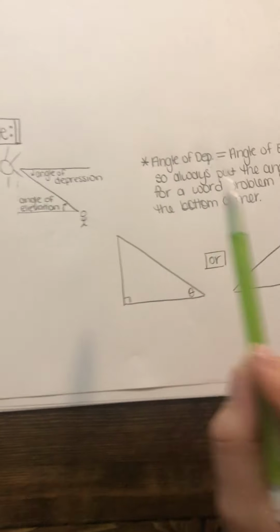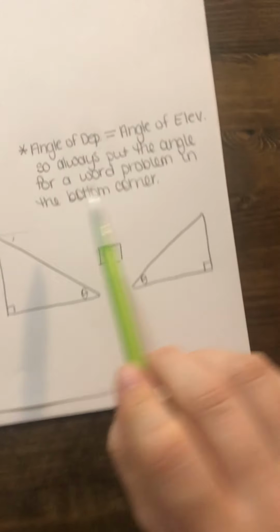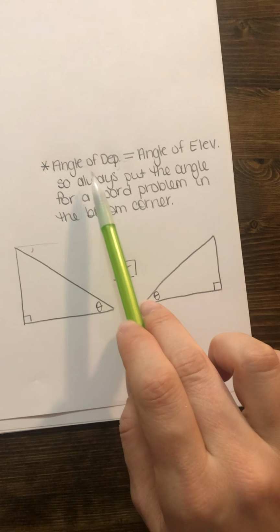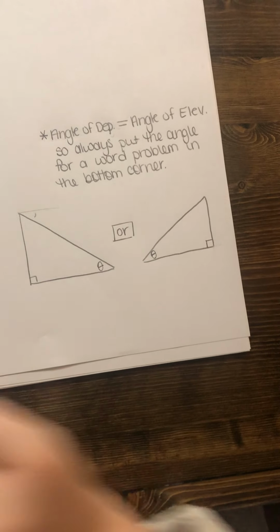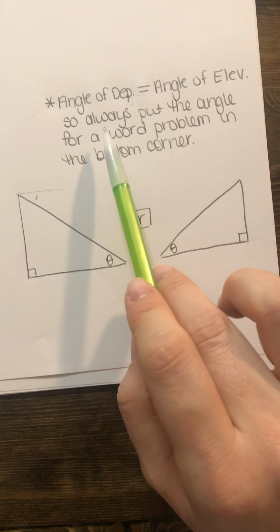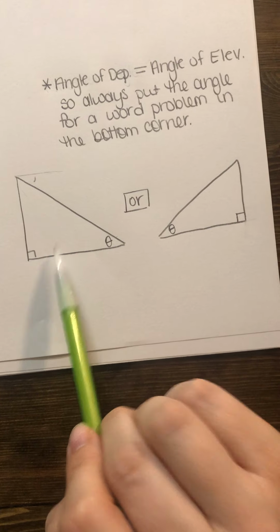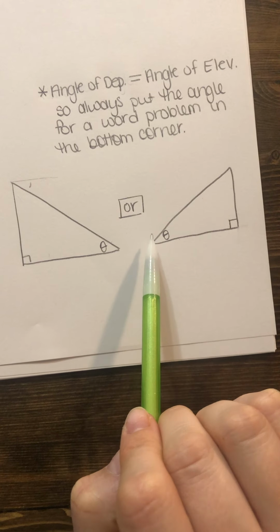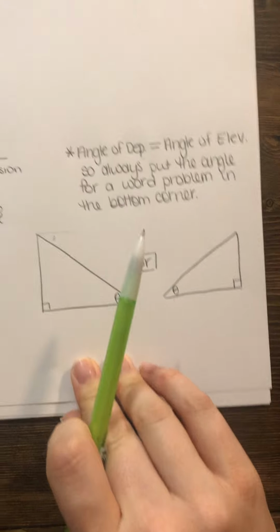So it's like on the outside of the triangle. So the angle of depression would be like over here somewhere. So I made a little note that says they're equal. The angle of depression and the angle of elevation are equal angles. They have the same degrees. So always put the angle for a word problem in the bottom corner. So whether you draw your triangle like this or like this, you always want theta or whatever angle they give you to be in the bottom corner. That way you know you're getting at least that part right.